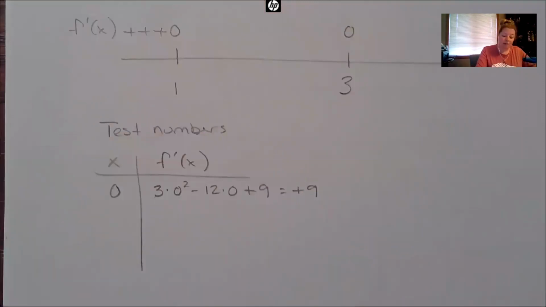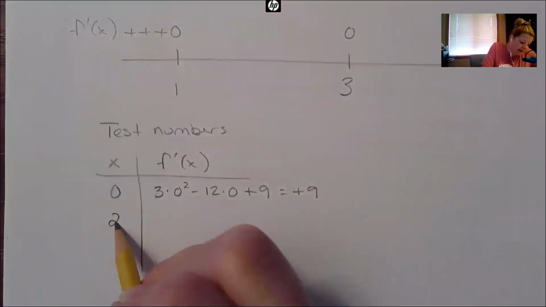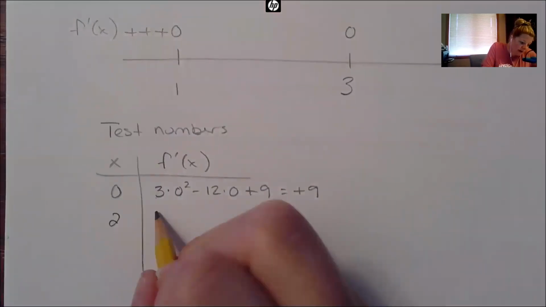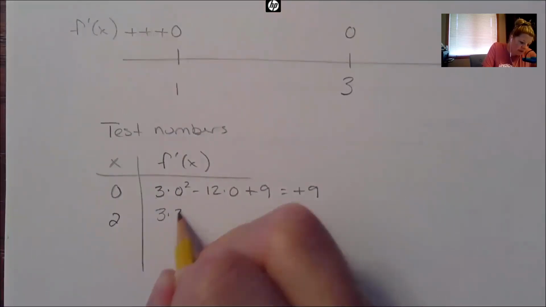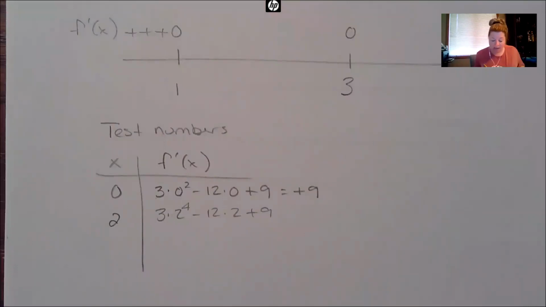In between the 1 and 3, what's a number between 1 and 3? Well, let's do 2. So then we're going to have 3 times 2 squared minus 12 times 2 plus 9. All right, so what are we going to get with this one?